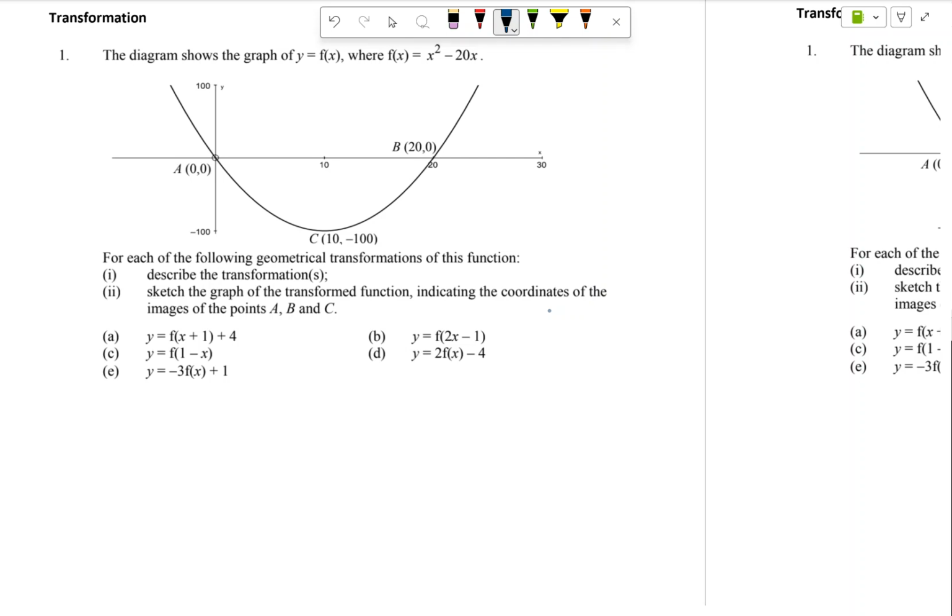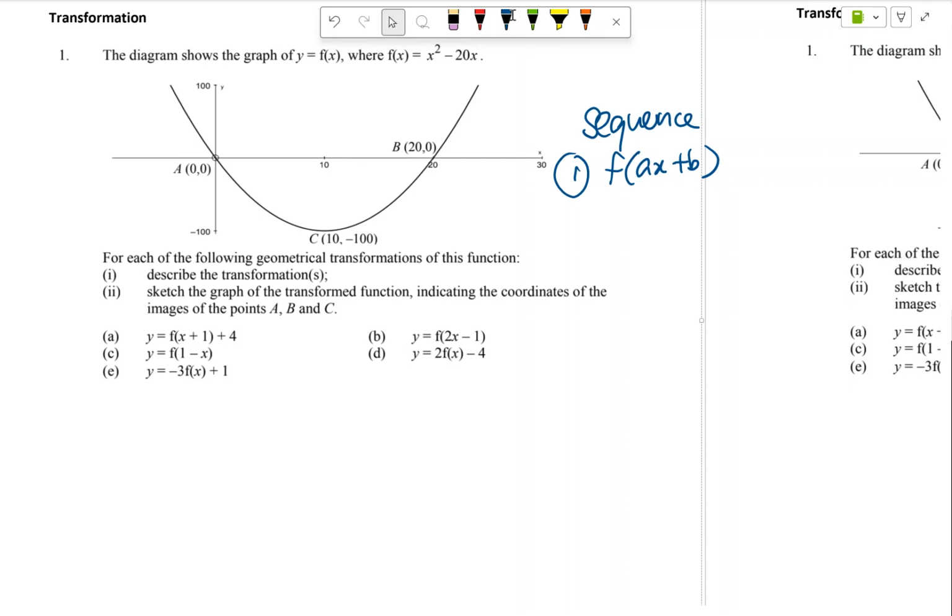For questions in transformation, it's very important to understand the sequence of transformation. Okay, so the sequence of transformation is important. Now, before we dive into the question, there are two kinds of sequence that we need to talk about. The first one is when we are doing it on the inside, for example, f of ax plus b.